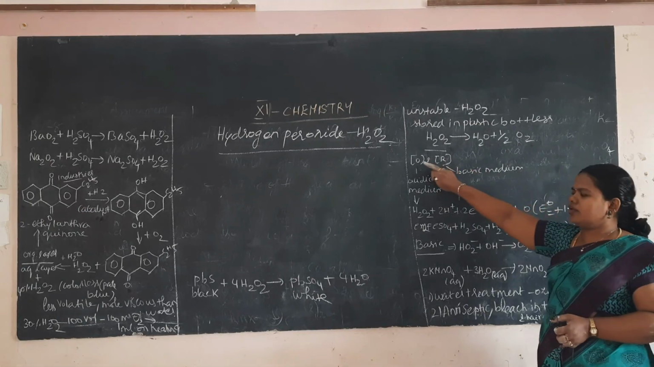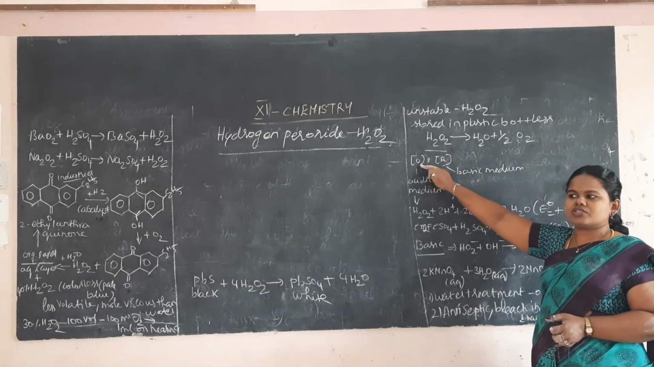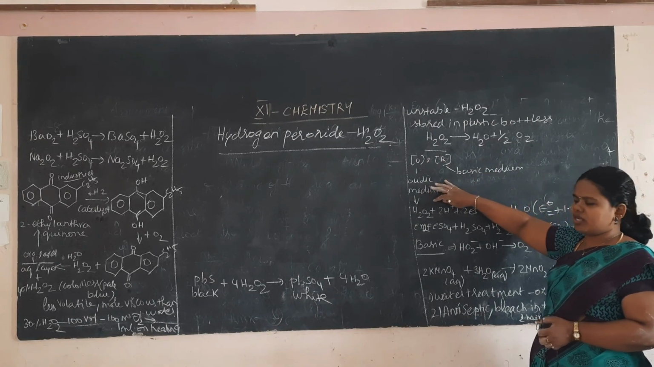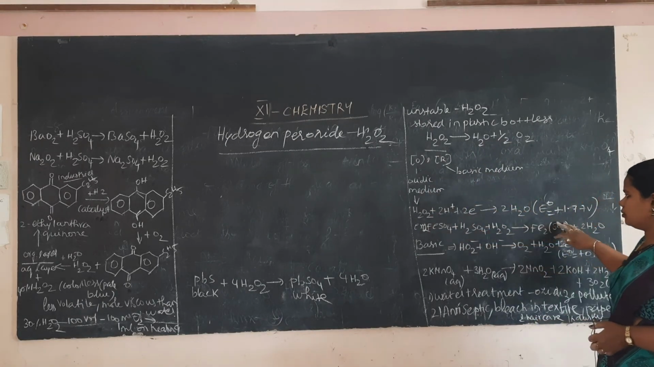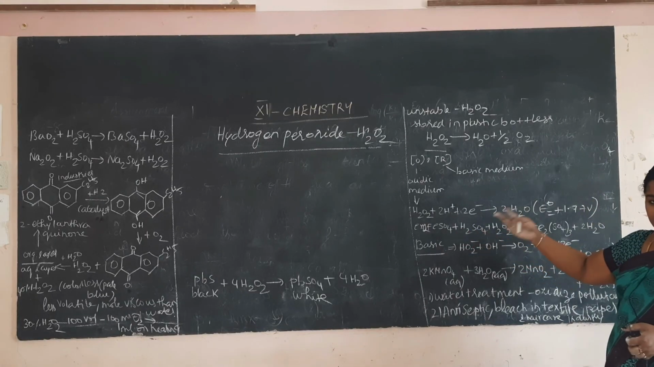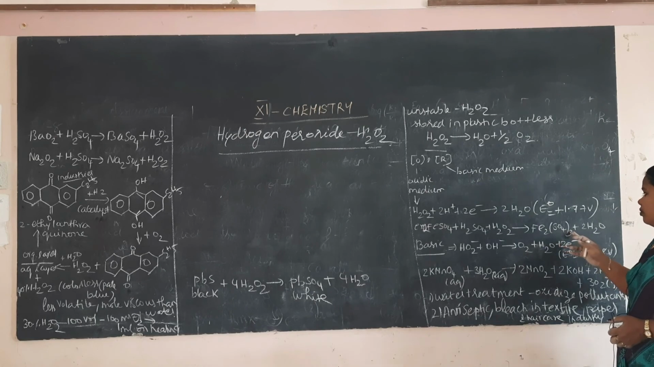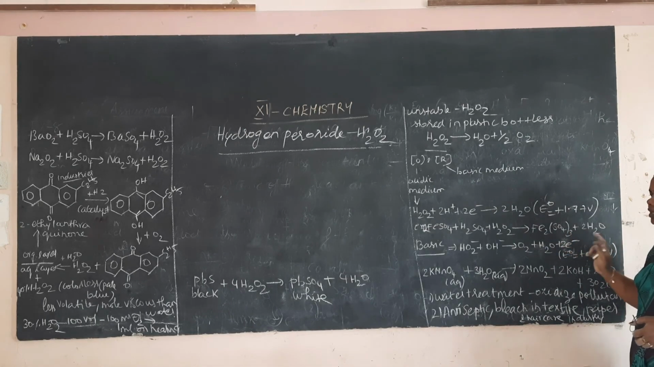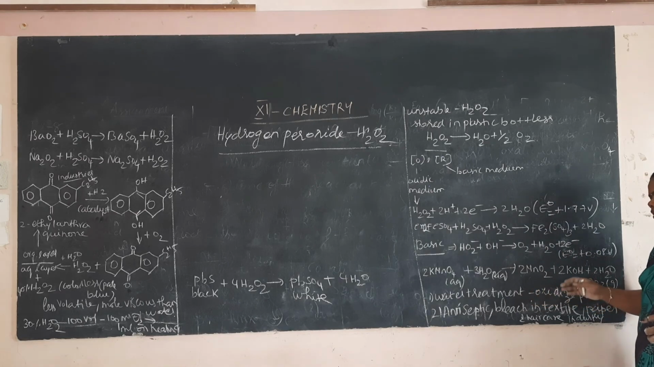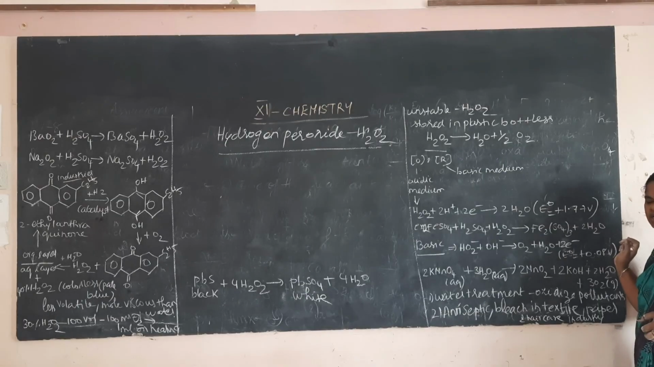Okay, then it can be used as an oxidizing agent as well as a reducing agent. So as an oxidizing agent, in an acidic medium, it will form water. Then ferrous sulfate, when it reacts with sulfuric acid, forms ferric sulfate plus water. Then in the basic medium, it will undergo a different type of reaction, okay, and then uses of hydrogen peroxide.